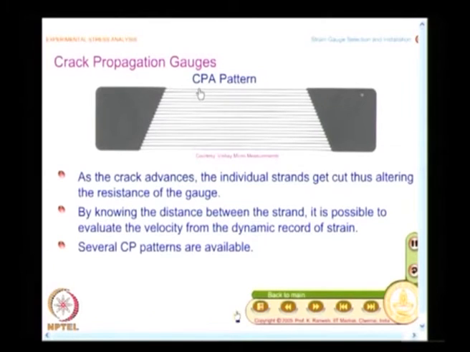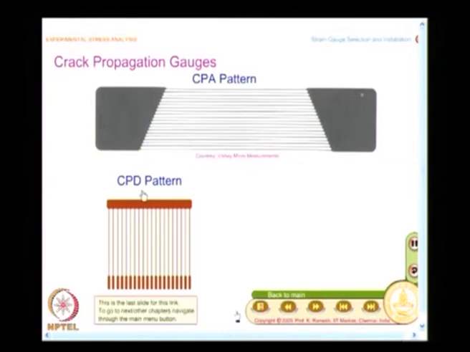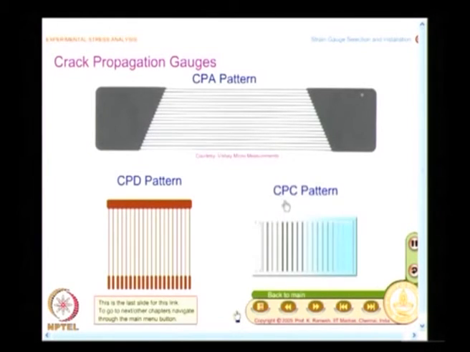And you also have several such patterns available. I have shown one such pattern here, and you have another two sets of patterns which are like this. This is designated as CPD, and then you have another pattern called CPC pattern. In this case, the grids are aligned like this, and this is also used for finding out the crack propagation and eventually its velocity.